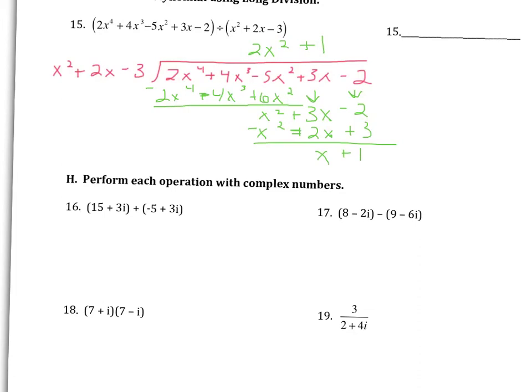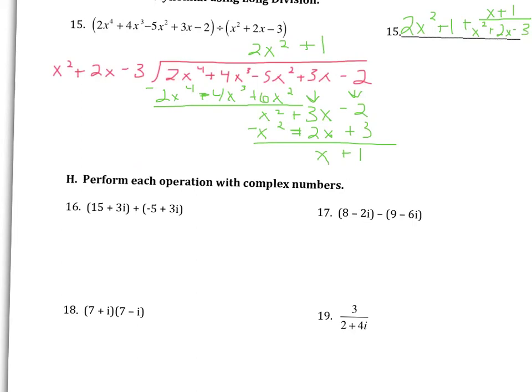So then my final answer is going to be 2x squared plus 1. And then we're going to take our remainder, x plus 1, and put it over what we were originally dividing by, which was x squared plus 2x minus 3.